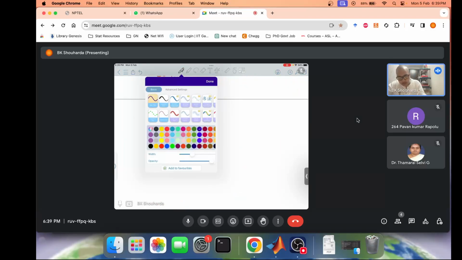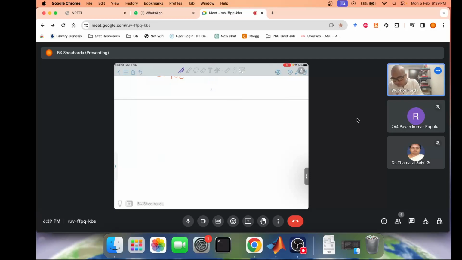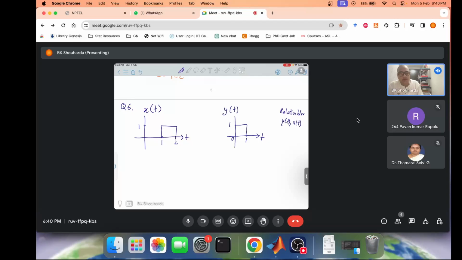Moving on to the next question. Question number 6. We are given two signals. X of t is 1, 2. That's 1. Y of t is 0, 1. So we are asked what is the relationship between y of t and x of t. So we have to write y of t in terms of x of t.